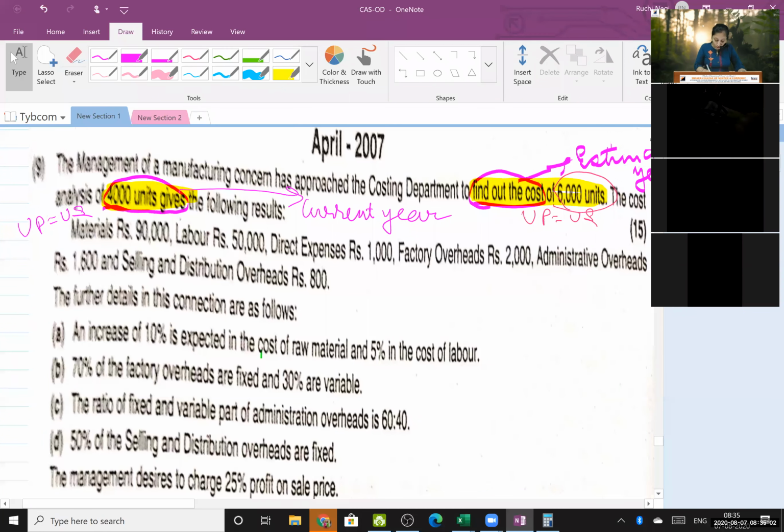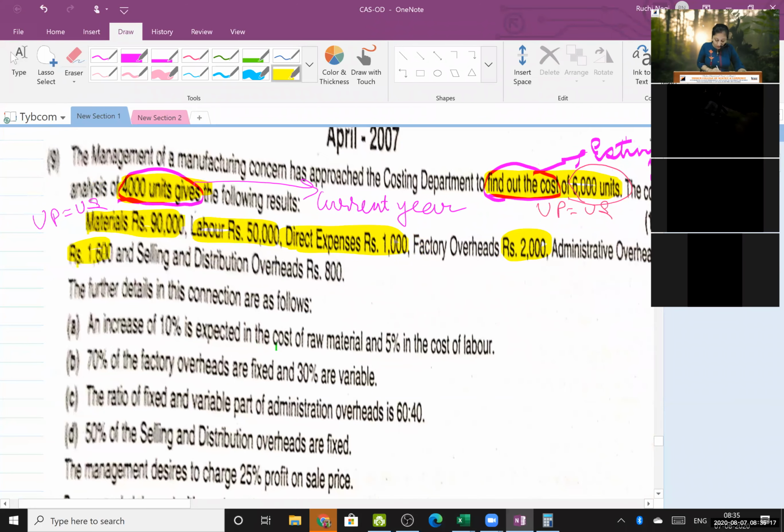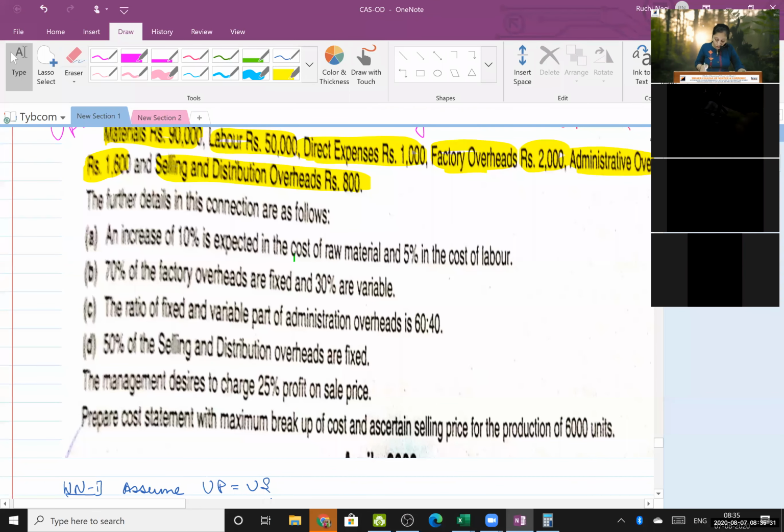Next, raw material. For the current year, raw material is 90,000. Direct wages is 50,000. Direct expenses is 1,000. Factory overheads is 2,000. Admin overheads is 1,600. And selling and distribution is 800. So this is the information for the current year. Then the further details in this connection are as follows. Now this is the information for the estimated year.